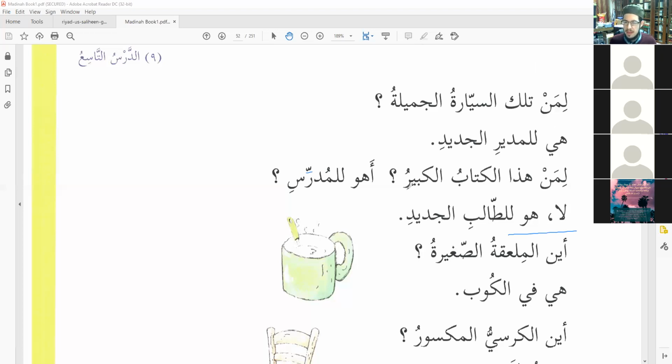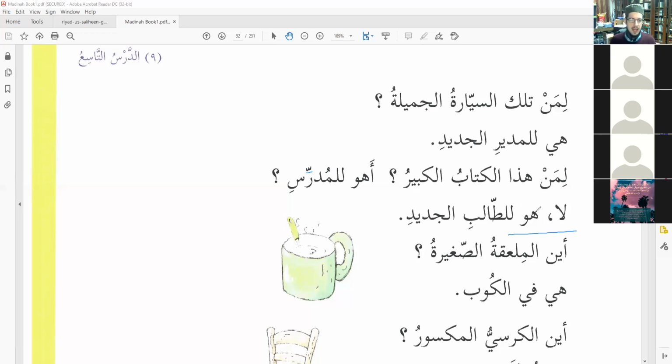Okay. And then what's down here? What's this question? Liman, to whom does the kitabu kabira belong? A great book or big? It could be great, it could be big, depending on the context that they understand. And Dr. Zia, what does the last line translate to? No, it belongs to the new student.